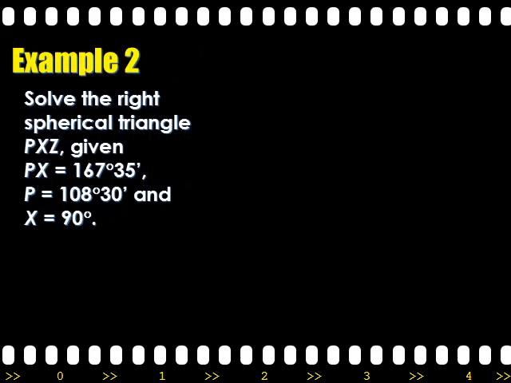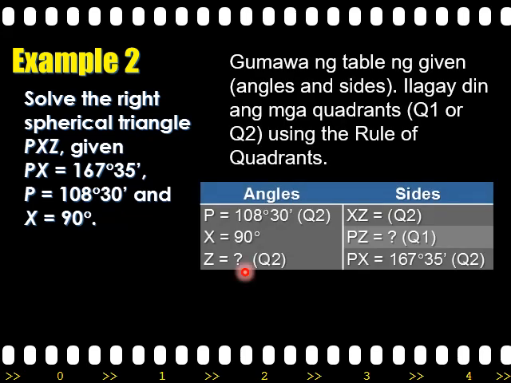Okay, so ano ulit ang first step? First step natin, itatabulate muna natin siya. So, gagawa muna tayo ng table showing all the angles and their opposite sides. Yan. And then, lalagay na rin natin kung saang quadrant natin siya makikita. So, tulad nito, ang given natin si angle P, 180 degrees and 30 minutes. So, nasa quadrant 2 siya. Kaya dapat si side XZ, makikita rin natin sa quadrant 2.